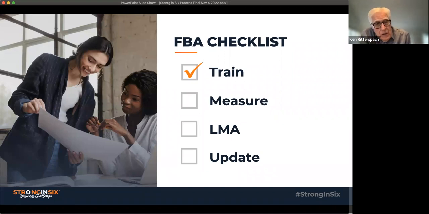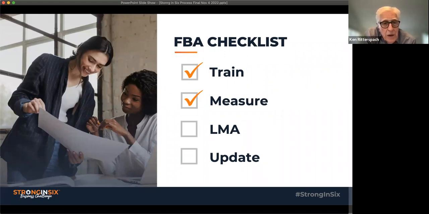Second, in the checklist for FBA is measure. You have to inspect what you expect. In EOS, we've got the scorecard and measurables. So people have to know, what is their number? When they go home on Friday afternoon and say to their partner or their friends, I had a great week, how do they know it was a great week? They've got to have a way to measure their own performance. And so that's part of the checklist, is making sure that there are measurements in place and they're active and they're accurate.